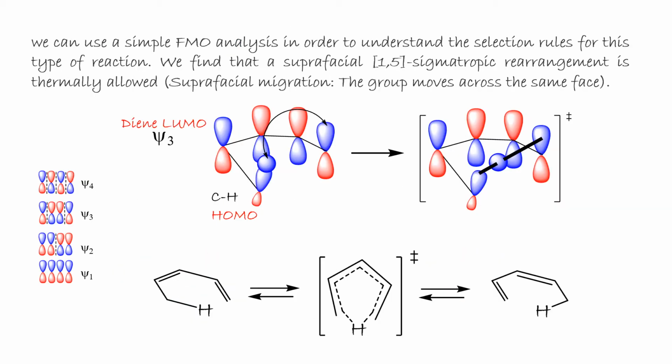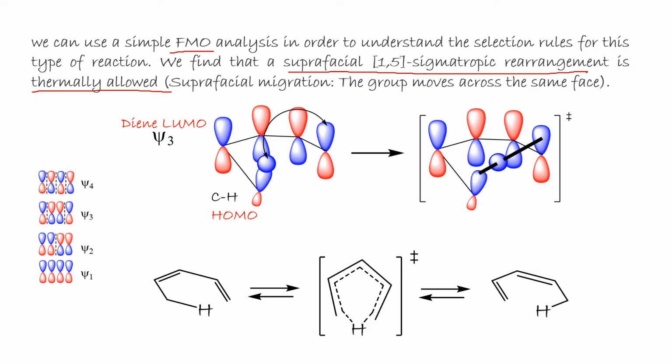To understand this, we have to use simple frontier molecular orbital analysis and find out that the suprafacial 1,5 sigmatropic rearrangement is thermally allowed. What do we mean by suprafacial migration? The group moves across the same face.